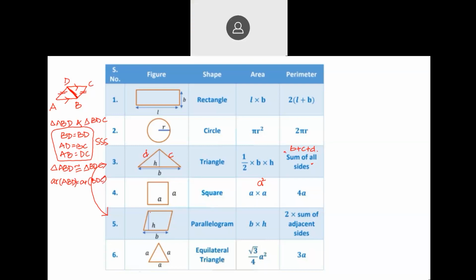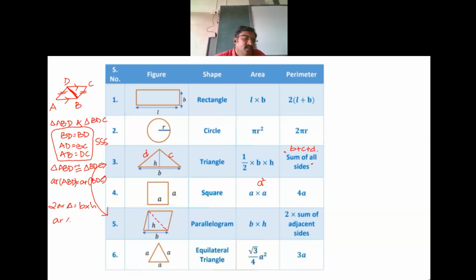Now if you draw a diagonal over here, you get two triangles. So area of this particular parallelogram, which is B into H, is same as 2 times of area of triangle. Therefore, area of triangle is half into base into height. Understood? Yes, sir.